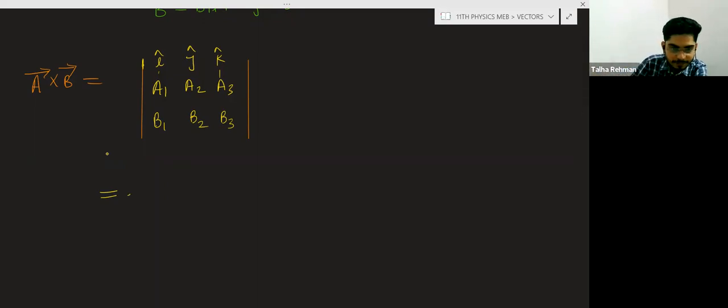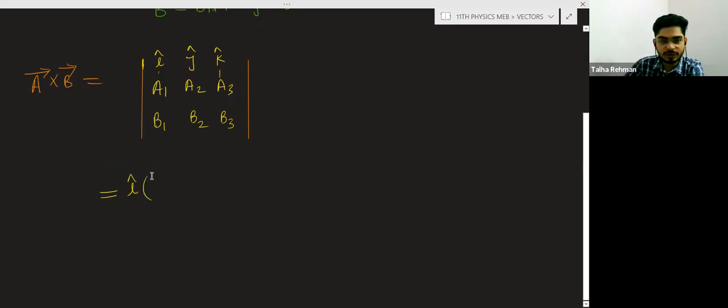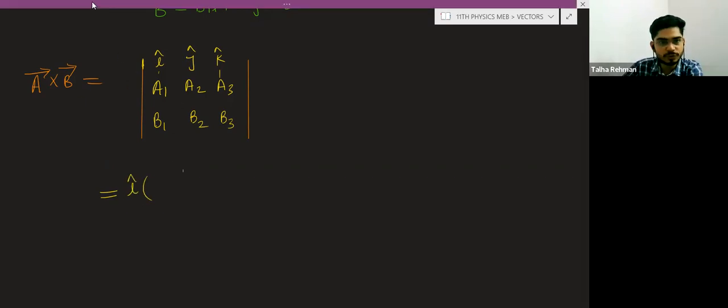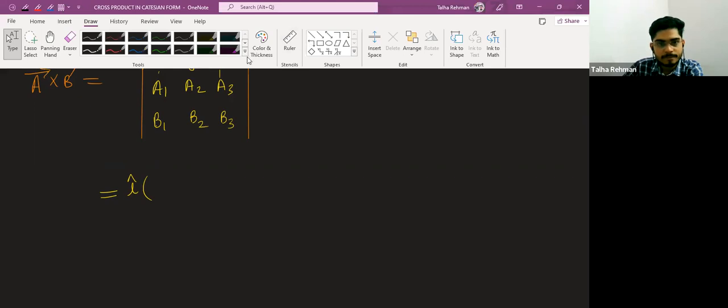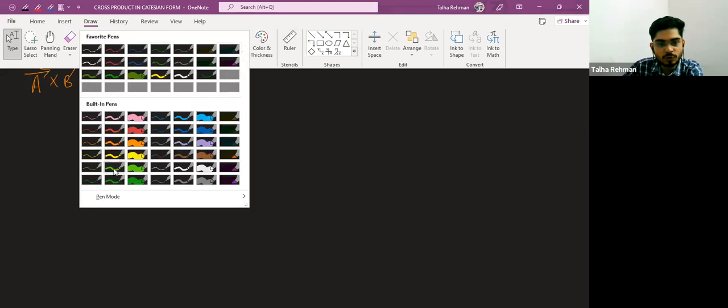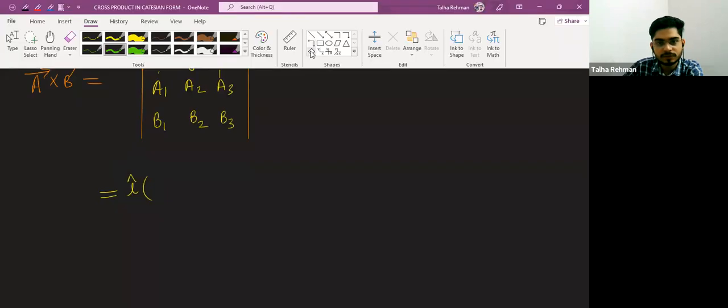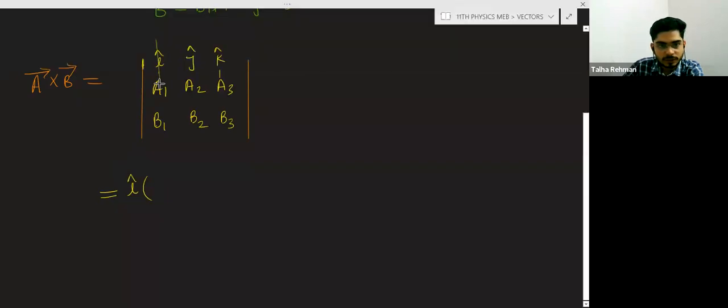So write I cap first. Now write a bracket. Now what you have to do? You will have to hide the row and column including I cap. This row and this column you have to hide.